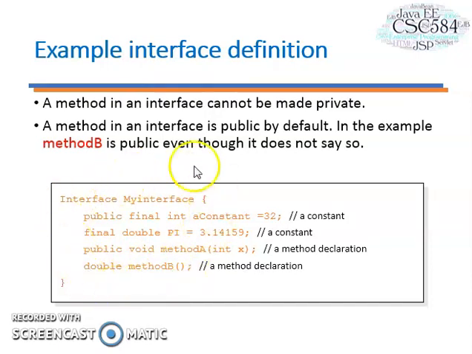So this is the syntax to define an interface. We have interface, my interface, and then this is all the declaration of constants, and this is the method declaration. It doesn't have any body implementation. The body implementation will be defined in the class.